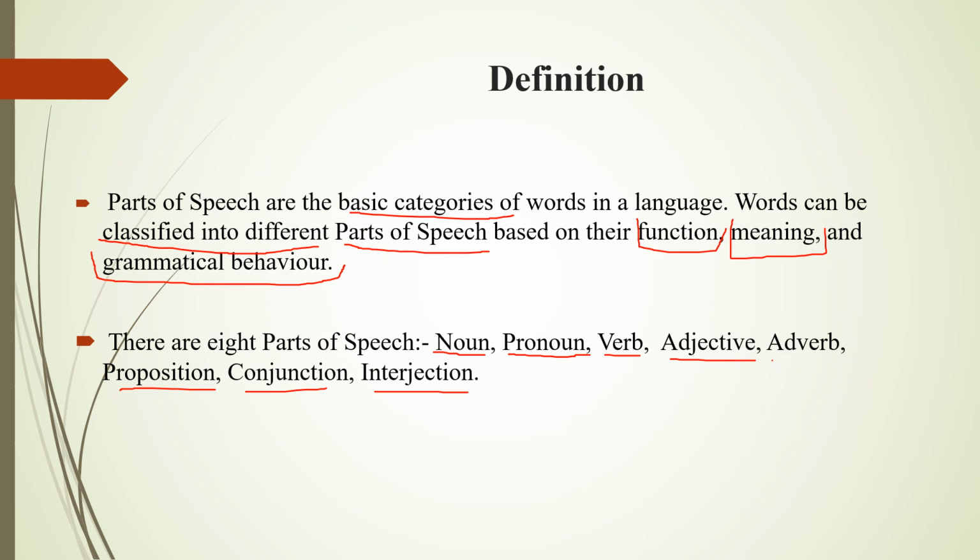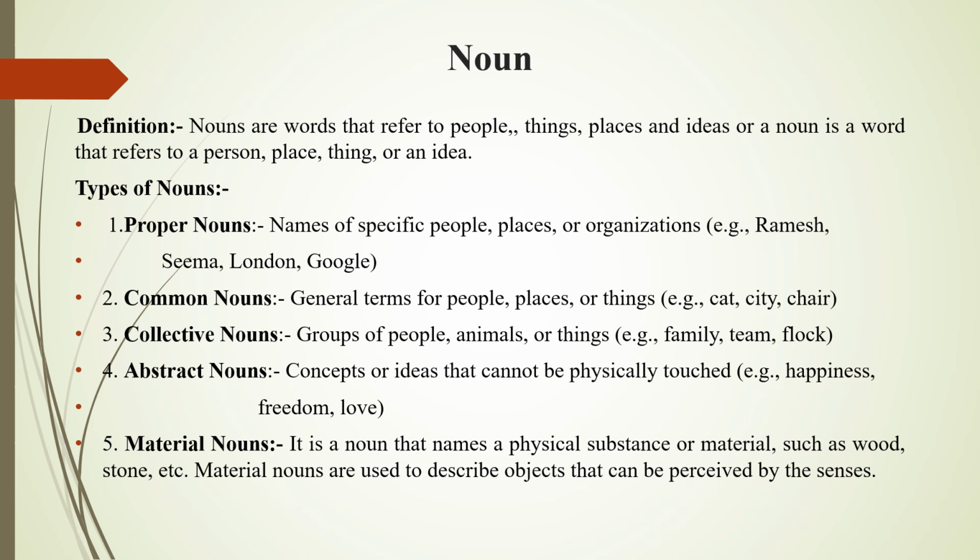So basically, what is a part of speech? Parts of speech are the basic categories of words in a language. Words can be classified into different parts of speech, based on their functions, meaning, and grammatical behavior. There are 8 parts of speech. The first part of speech is noun.